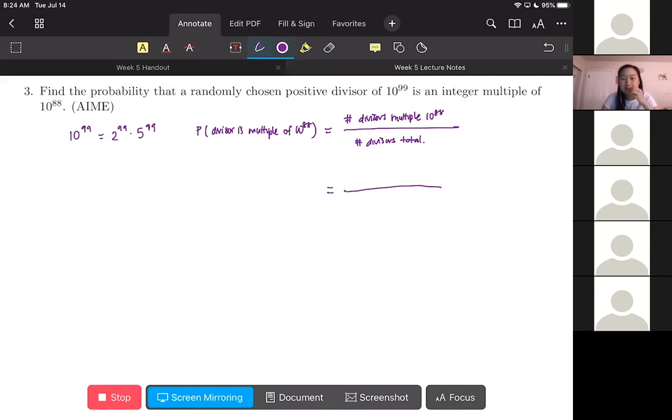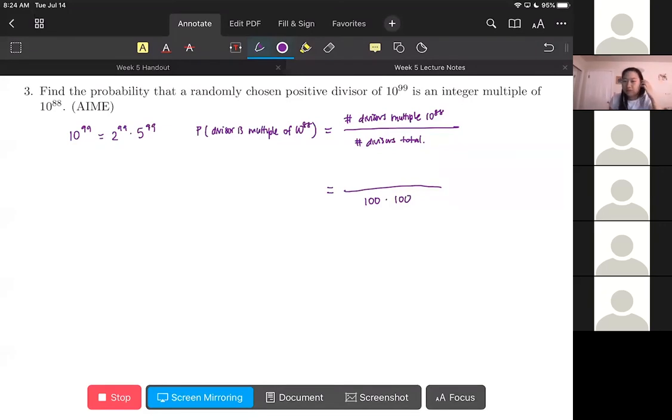So when you add 1 to 99, it's 100. When you add 1 to the 99 that's the power of 5, it's also 100. So 100 times 100 is 10,000.